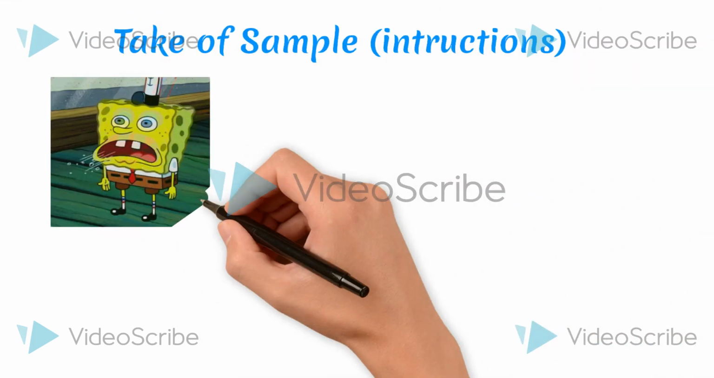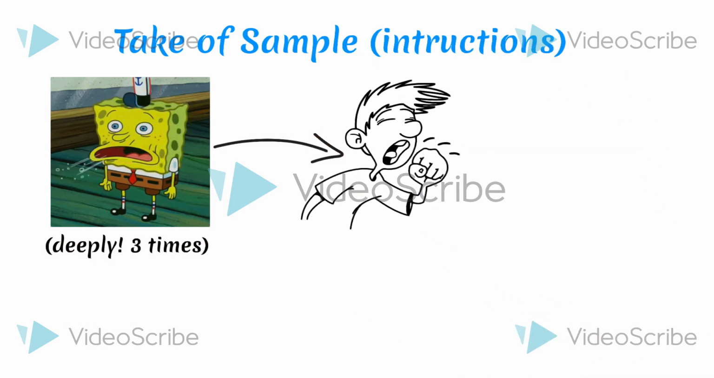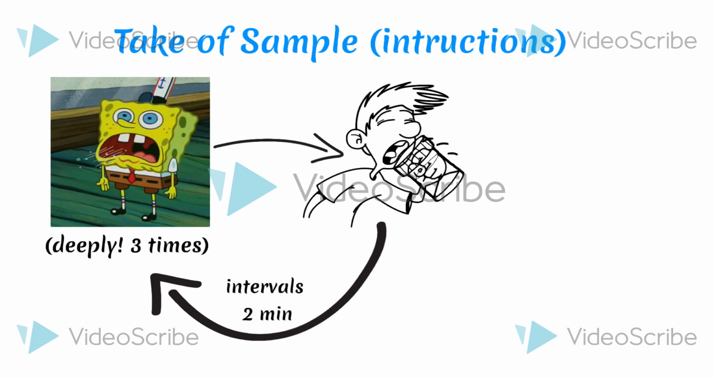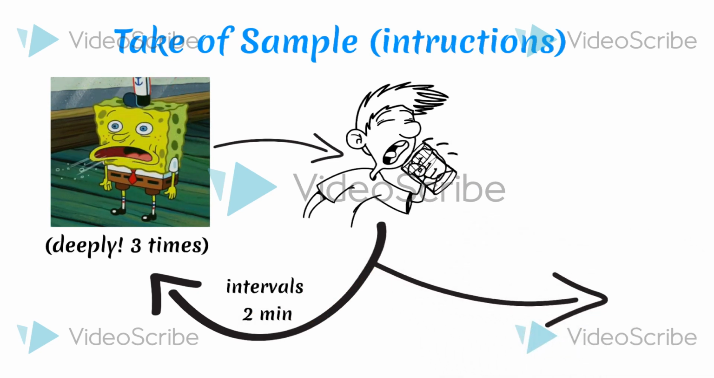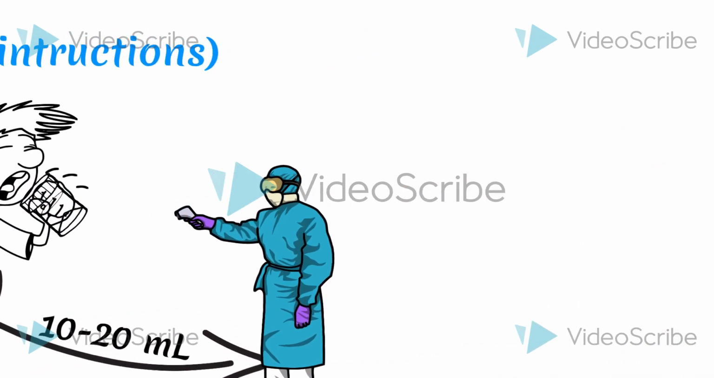After expelling saliva, the patient then breathes in deeply 3 times to cough at 2 minute intervals until bringing up some sputum. The sputum is then released into a sterile, well-closed container provided by the medical professional to the patient. In some settings, the procedure can be repeated until 10 to 20 milliliters of sputum sample has been collected.